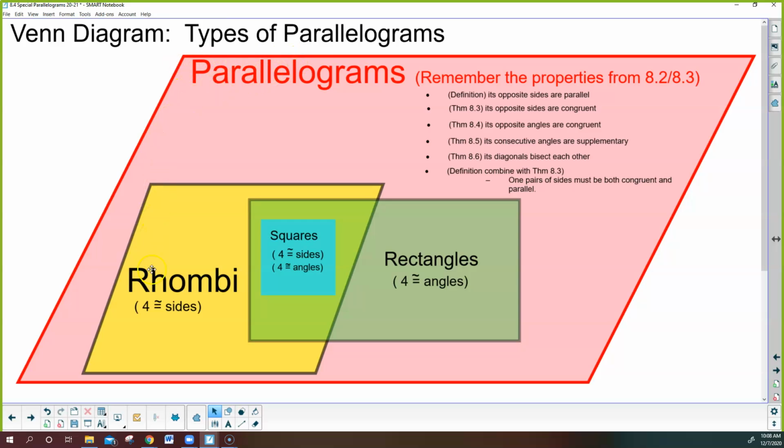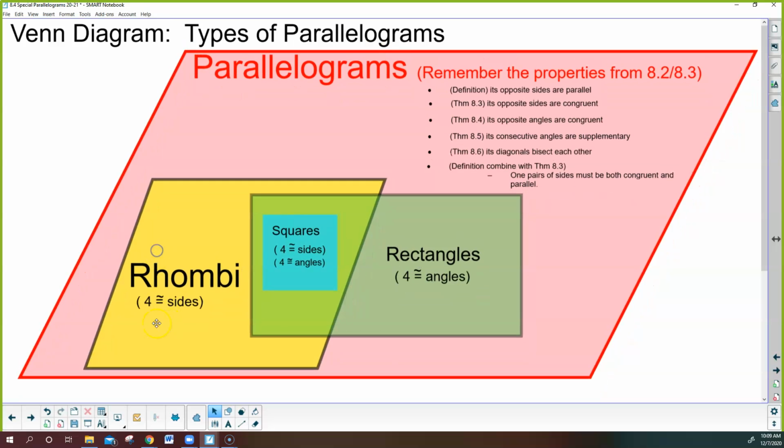Well, if I get more specific, a rhombus, or rhombi in the plural, is just a parallelogram with an extra special property: four congruent sides. Right? And a rectangle is a parallelogram. That's why it's inside of the red shape. It is a parallelogram with four congruent angles. Now, there are other properties for a rhombus and a rectangle, and those are on our other sheet. I just didn't have space to write them. But if a parallelogram shares the properties of a rhombus and a rectangle, then it's a square.